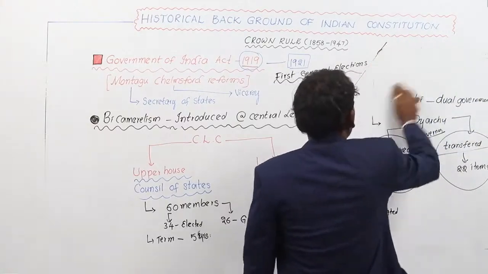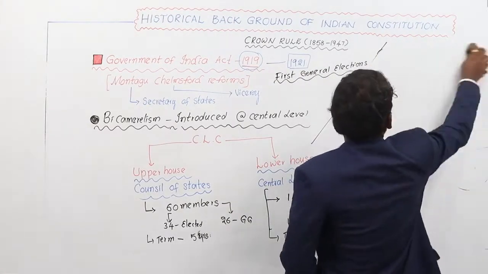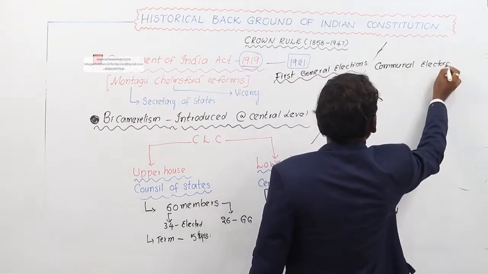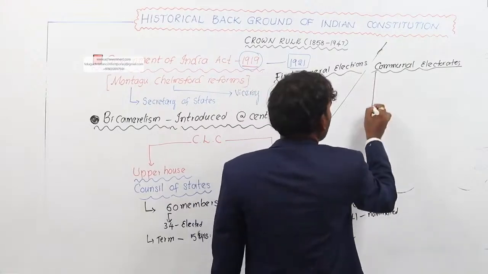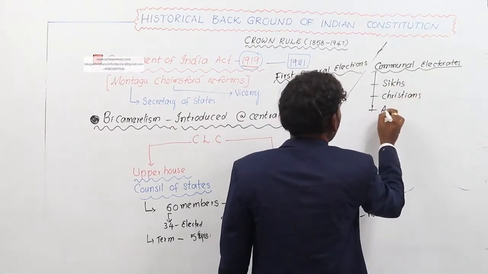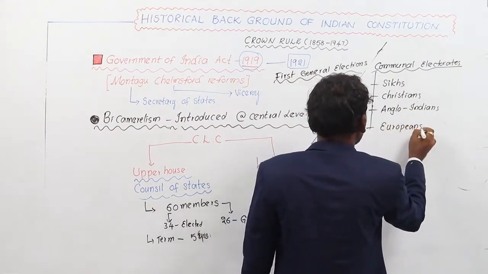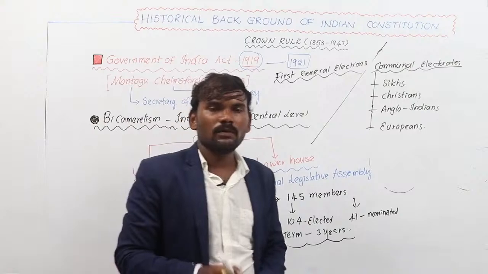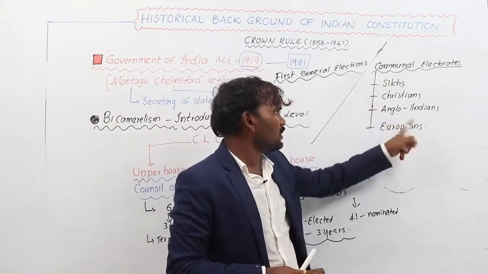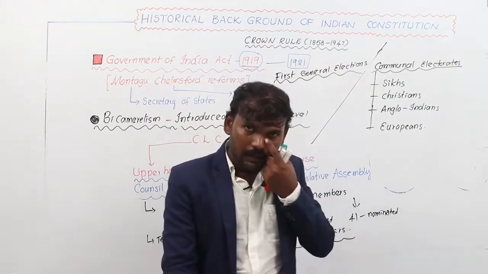By continuing the communal electorates from the 1909 Act, this act also reserved some special electorates to some categories. Communal electorates were continued and extended to Sikhs, Christians, Anglo-Indians and Europeans. By 1909, these communal electorates were reserved only to the Muslim category, but by this act, such electorates were reserved to the Sikhs, Christians, Anglo-Indians and Europeans also. So it continued the previous system of special electorates to particular categories of Indian society.